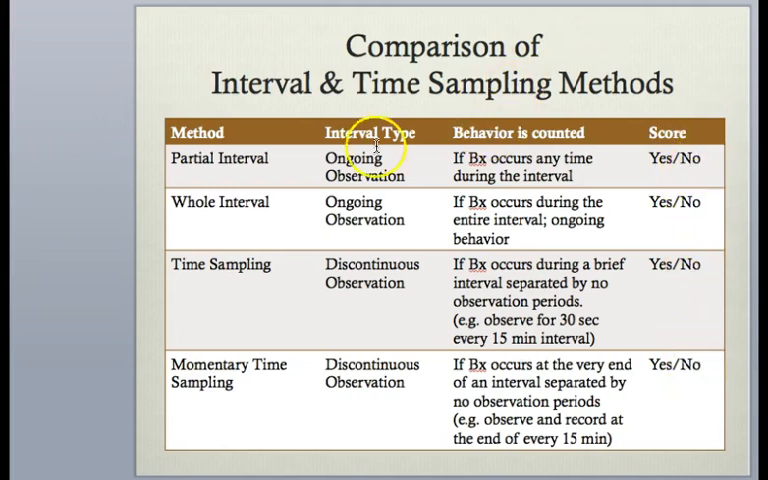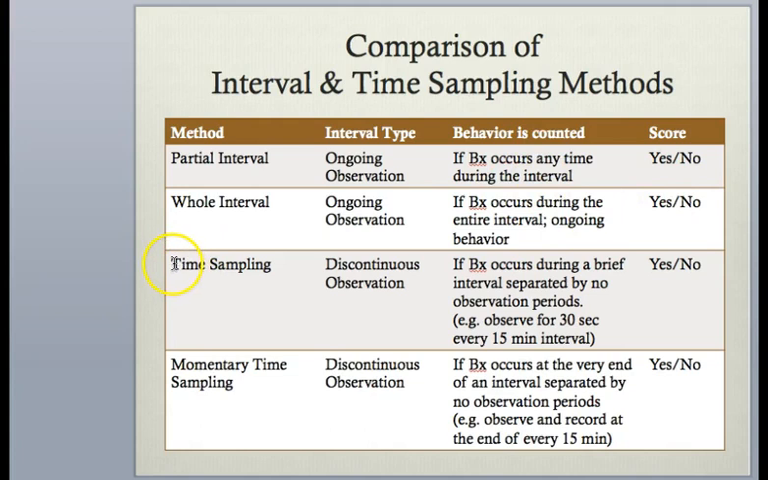All right? So with partial interval, we've got ongoing observations. If the behavior occurs at any time during the interval, we score it with a yes or a no, so we give it a yes. The whole interval method, where we have ongoing observation, but if the behavior occurs during the entire interval, so now you're talking about ongoing behaviors, behaviors that have a duration, and we record yes or no.